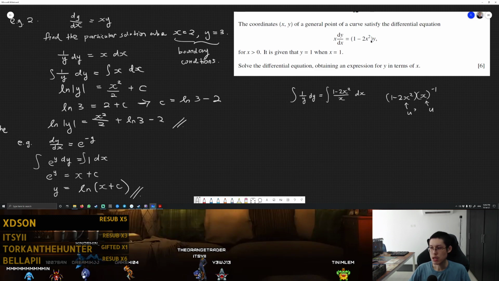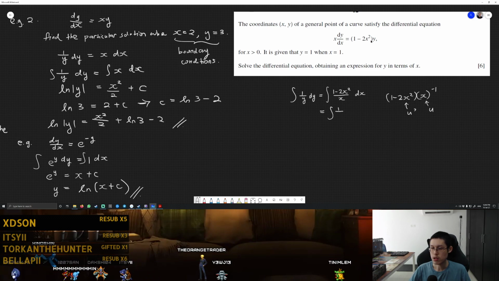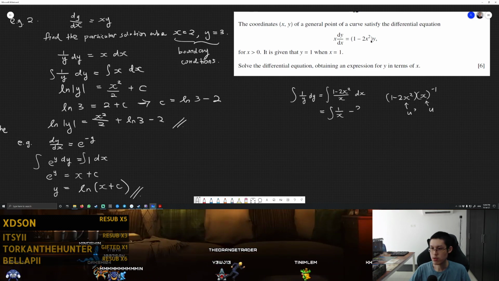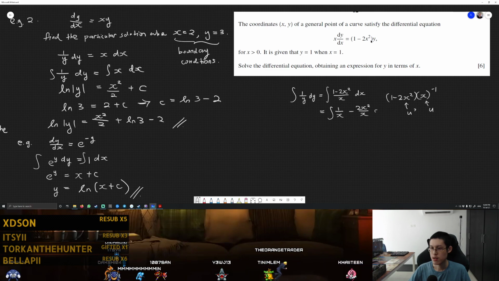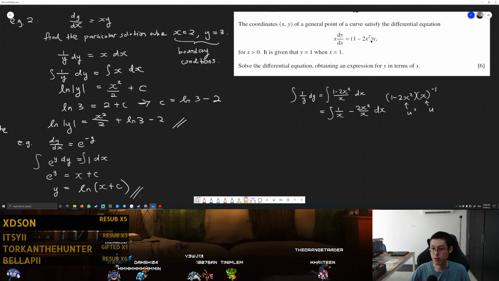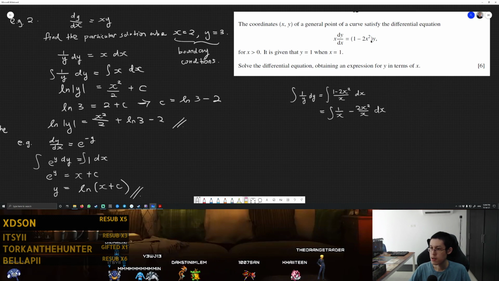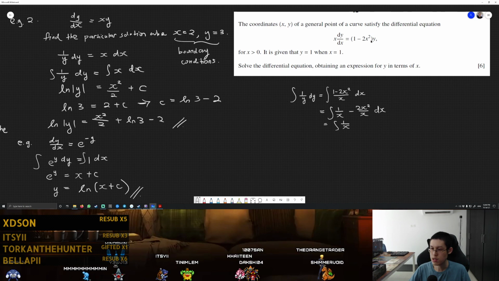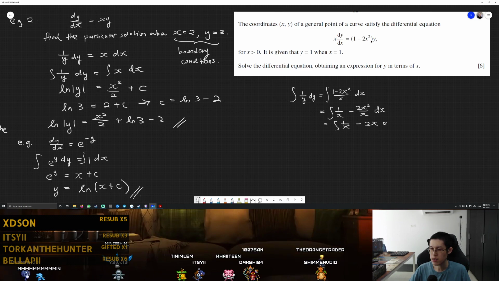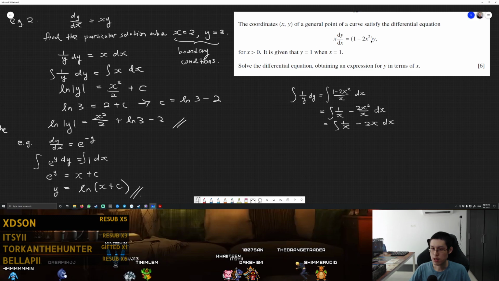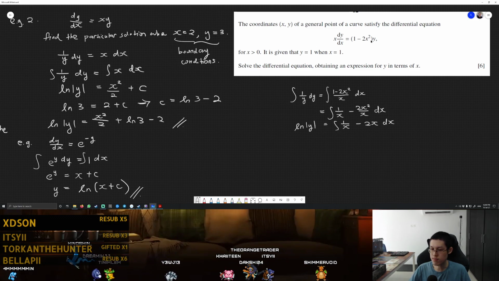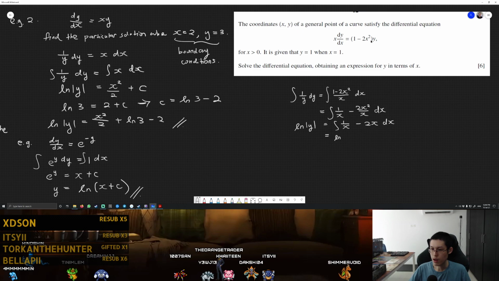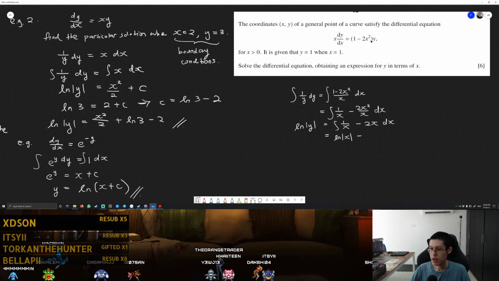Another thing you could do is split this up into two terms, 1 over x minus 2x squared over x. So you want to do that first, okay? And now you can actually integrate normally, because this is something you can integrate fairly easily. So on the left side, you're going to get ln modulus y. On the right side, you get ln modulus x minus x squared plus c.